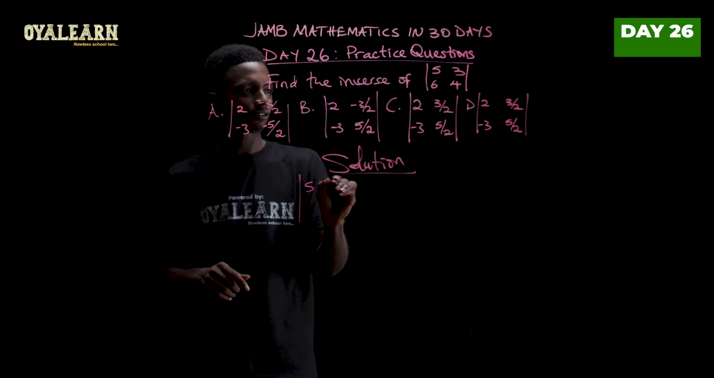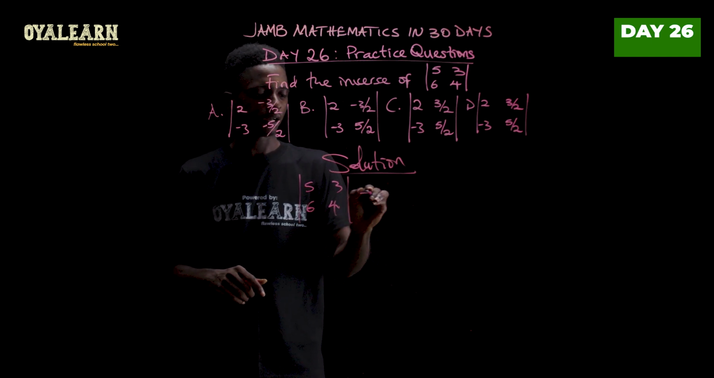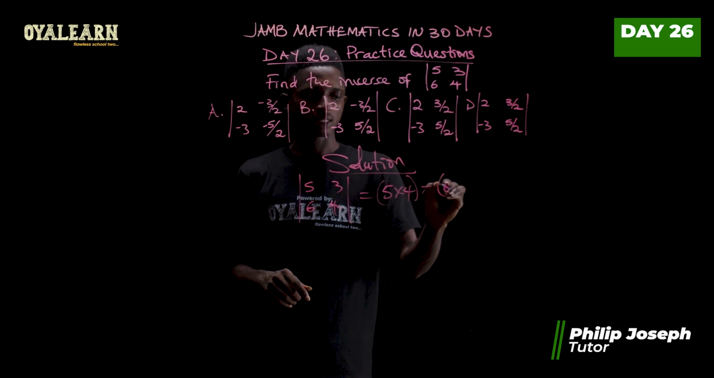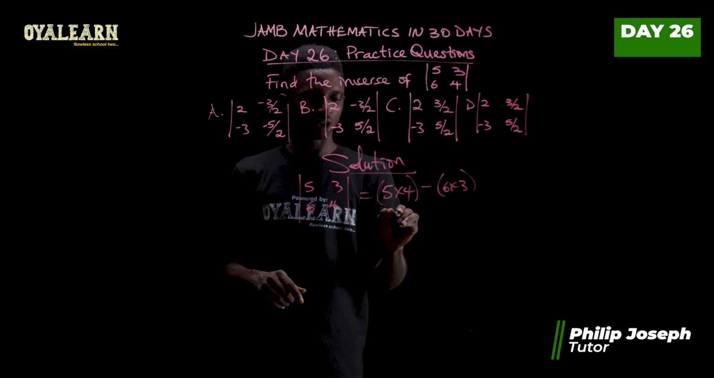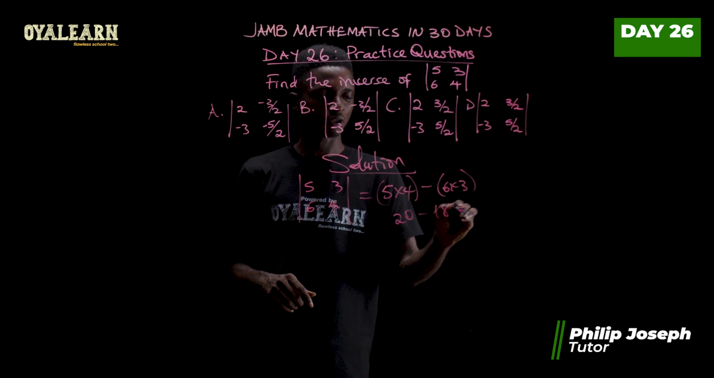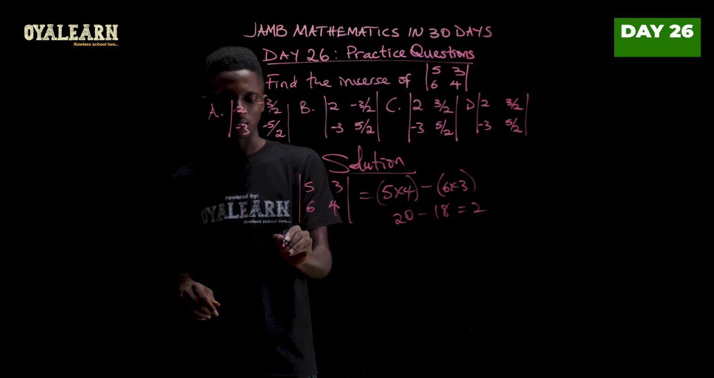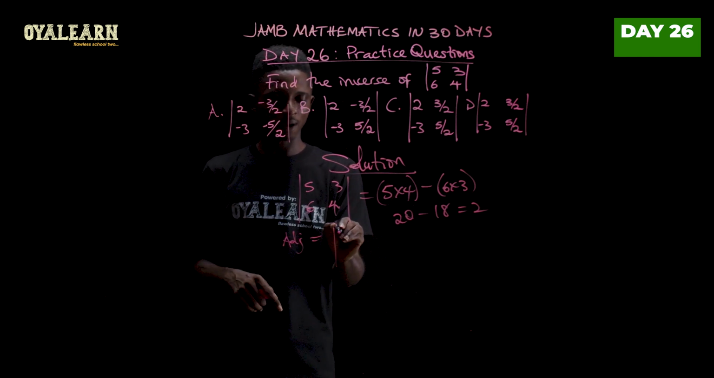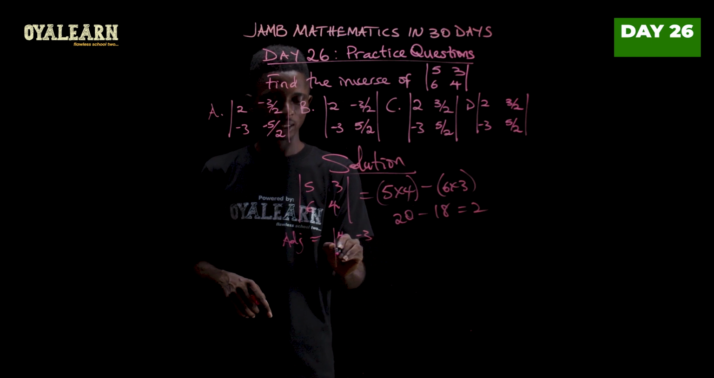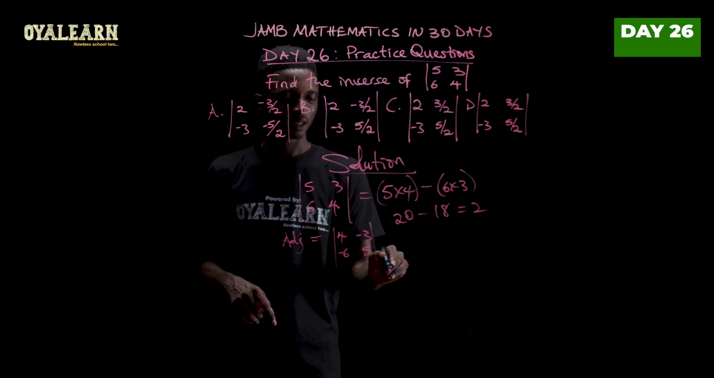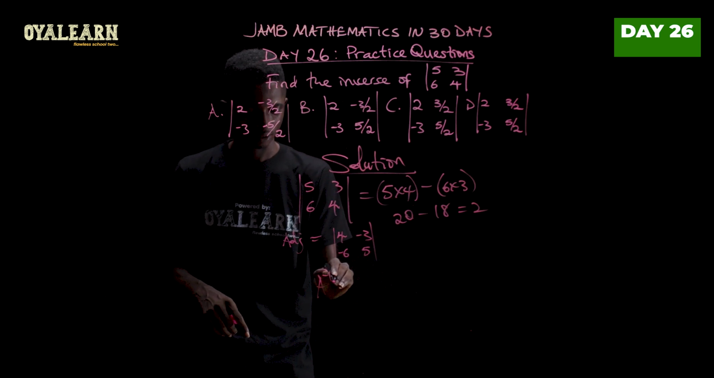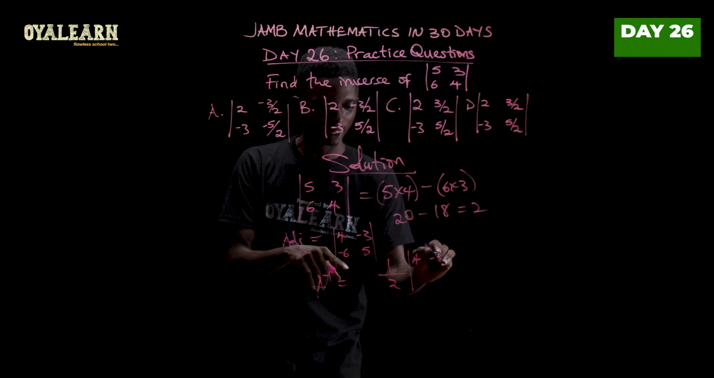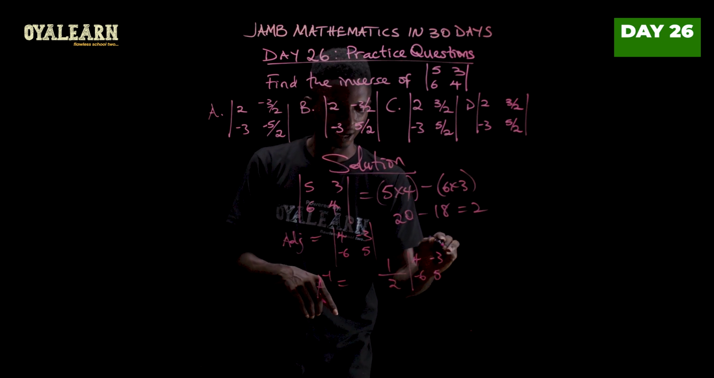Determinant of 5, 3, 6, and 4. That is 5 times 4 minus 6 times 3. So this gives us 20 minus 18, which is 2. Now the adjunct equals, now flip it, so we have 4 here, then this will be minus 3, minus 6, and this will be 5. So now inverse would then be 1 over 2, 4 minus 3 minus 6, and then 5.